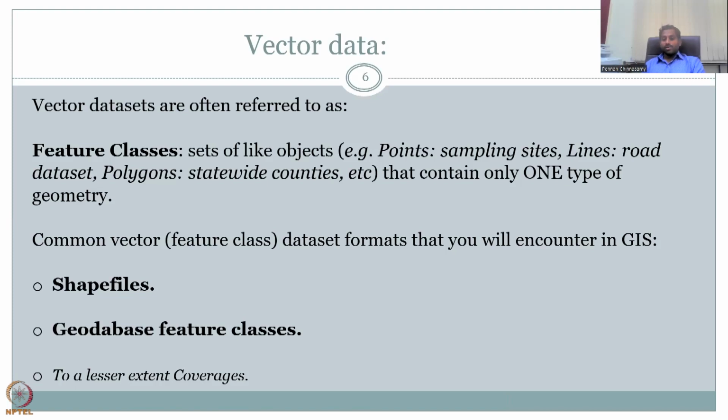The common vector feature class data sets that we will encounter in GIS include shapefiles, which is what we have been seeing, or a collection of these shapefiles in a geodatabase, which is called a geodatabase feature class. It is kind of advanced. We will not get into most of that. And then the last one is, to a lesser extent, coverages. When you open a coverage, you'll have multiple shapefiles put together.